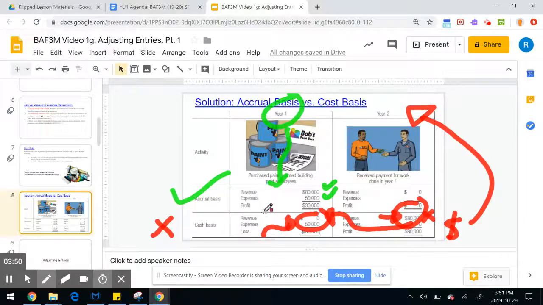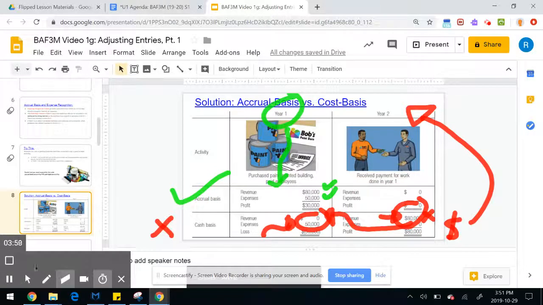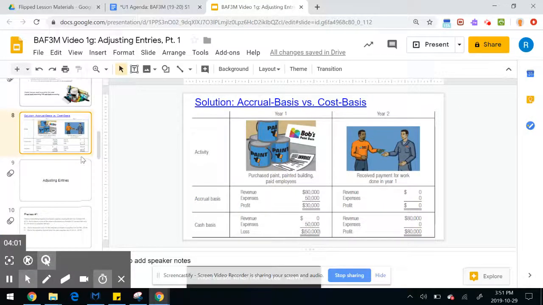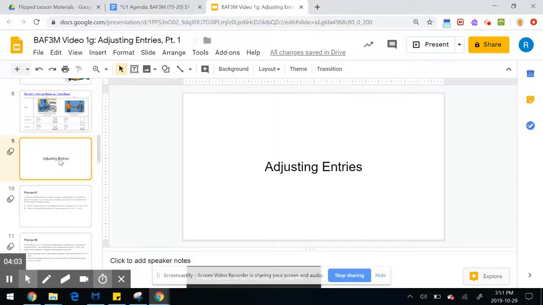It's going to make year one look a lot less profitable than it actually is. It's going to make year two look a lot more profitable than it actually is. The revenue and expenses have to go together. So why am I spending all this time explaining something you've already kind of learned? Well, because if you understand this, then adjusting entries are going to make so much more sense.